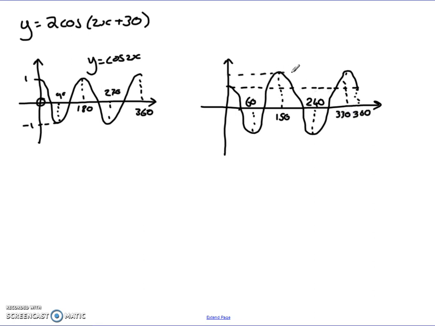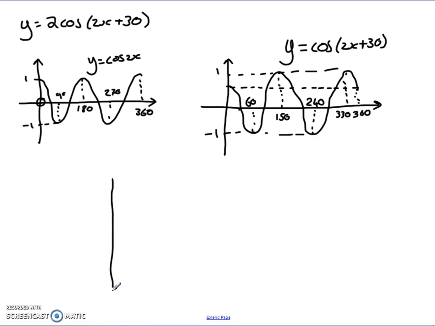Nothing's going to happen to the maximum. So our maximum height is still going to be the same. That's had no effect on it, so it's still going to be at 1 and negative 1. And that would give us the graph y equals cos of (2x plus 30). So that's two of the transformations done. We've got the final one now, which is this here. Now this will affect the magnitude of the graph. It is going to affect how tall it is because that is going to stretch it in the y direction. It's going to do nothing in terms of the x direction that we've not done already.